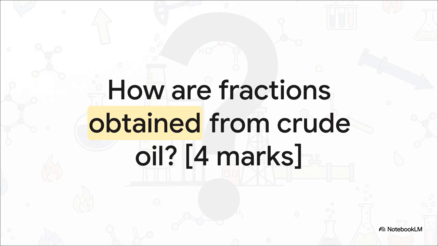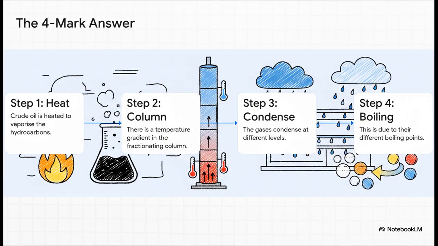So, the question is asking us to explain how we get these specific fractions, lubricating oil, naphtha, and petroleum gases, from crude oil. And notice it's worth 4 marks. That's a big clue that the examiners want 4 clear, logical points in your answer. Okay, so here's exactly how you get those 4 marks, step by step, straight from the mark scheme.